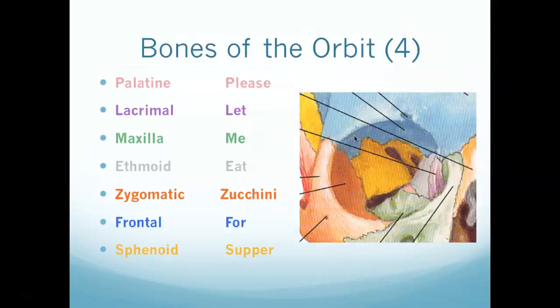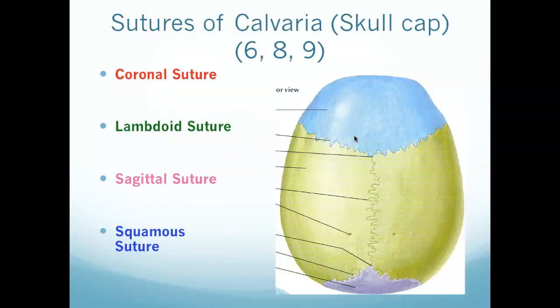I left this part out of your lab list, but I thought it'd be good to know. We have some bones that are a part of your orbit, and the way you can memorize this is: please let me eat zucchini for supper. So P stands for your palatine bone, L stands for your lacrimal bones, me stands for your maxilla bone, eat is for your ethmoid bone, zucchini is for your zygomatic bone, for is for the frontal bone, and S is for your sphenoid bone.